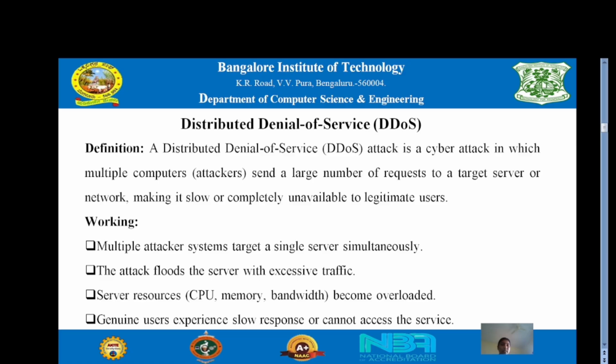Now let's start with what is DDoS. Definition: a distributed denial of service attack is a cyber attack where many computers attack one target simultaneously. Instead of stealing data, its main purpose is to make the server unavailable. The attacker sends thousands of requests simultaneously and continuously. As a result, CPU use increases, memory gets overloaded, network bandwidth becomes full, and genuine users can't access the service.